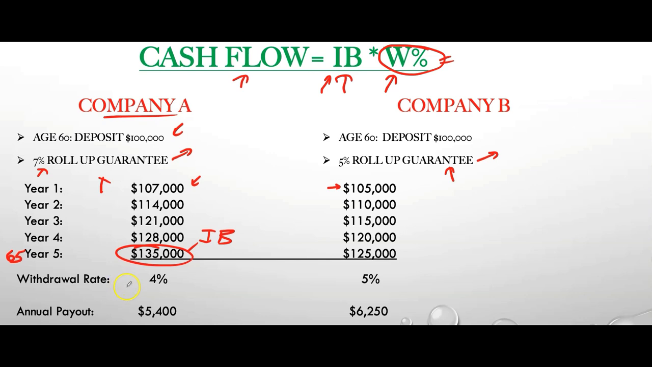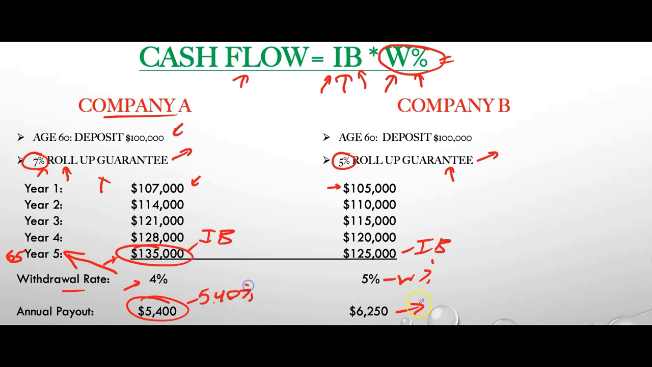Some companies have a higher withdrawal rate percentage and a lower roll-up guarantee, a lower income base. Other companies have a high income base and a high withdrawal rate percentage. In this example, even though 7 looked a lot higher than 5%, when you do the math between the income base and the withdrawal rate percentage, $125,000 multiplied by 5% equals $6,250, versus this one that had a $135,000 income base, but company A only had a withdrawal rate percentage of 4% for a 65-year-old. This would produce only $5,400. So this is equivalent to producing 5.40% cash flow versus 6.250% cash flow.